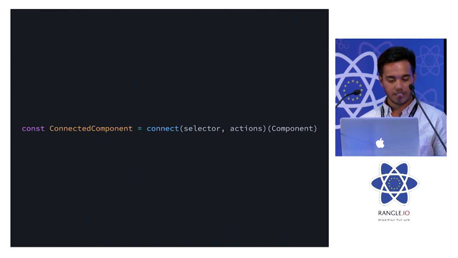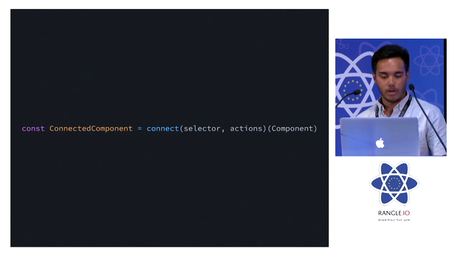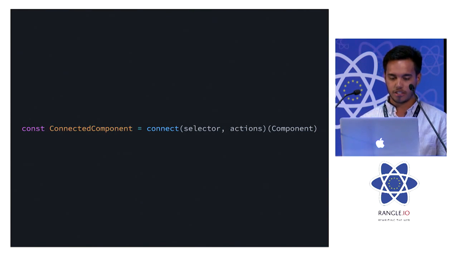So let's look at some examples that you probably are familiar with. The most popular is probably React Redux Connect, and it looks like this. It just takes a component, subscribes to a Redux store, and passes down some state props and bound action creators based on the parameters that you give it.